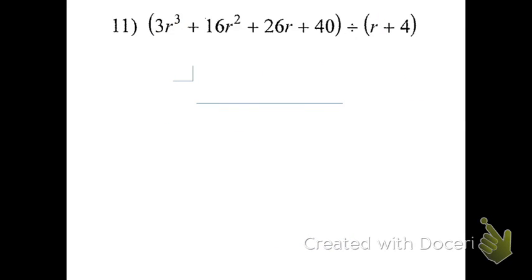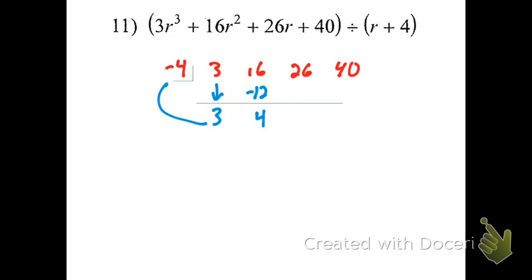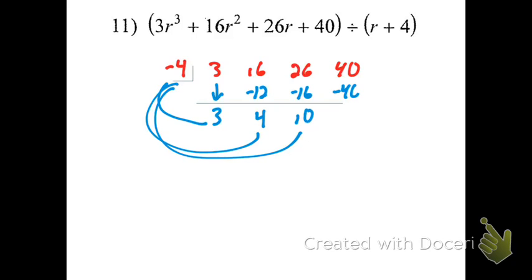For number 11, what goes in the box? Negative 4. I have 3, 16, 26, and 40 up there. I'm going to change my color here so that now I can go ahead and synthetically divide. Drop the 3. 3 times negative 4 is negative 12. I add, I get 4. 4 times negative 4 is negative 16. I add, I get 10. 10 times negative 4 is negative 40. I add, I get 0.